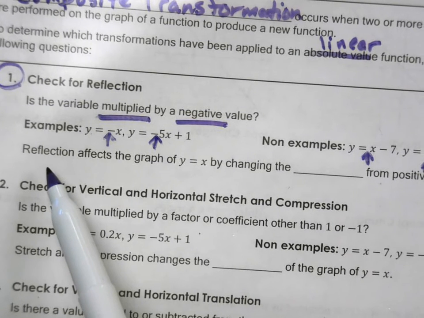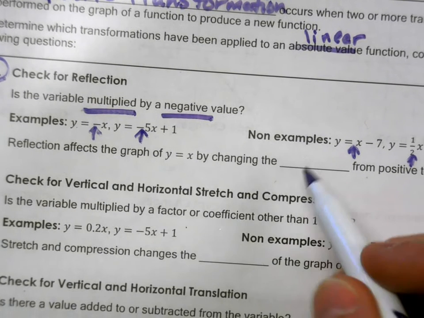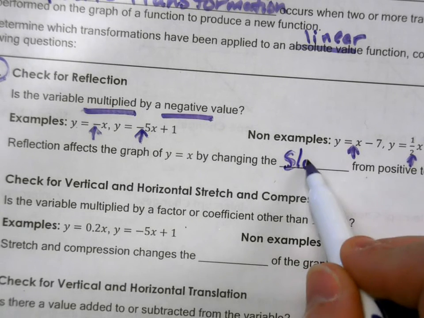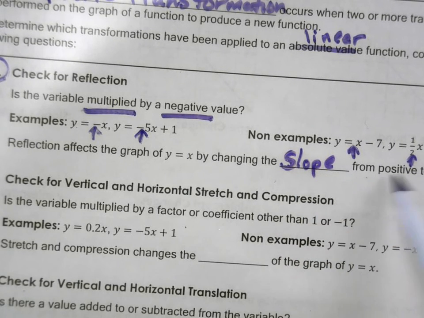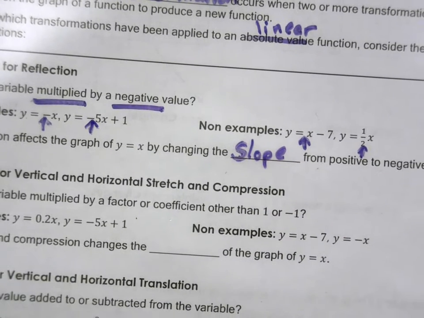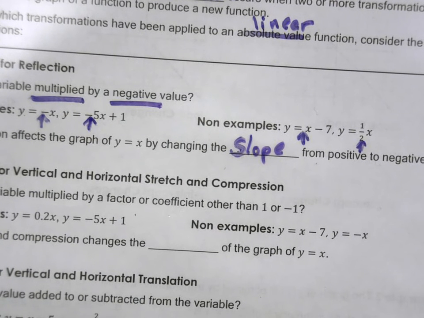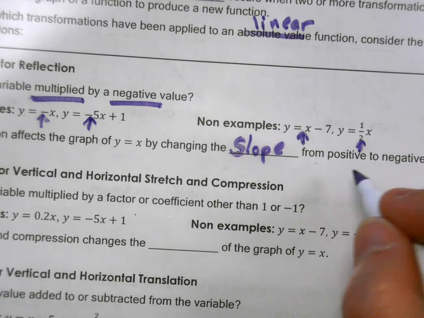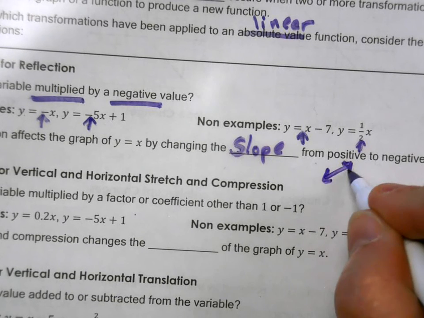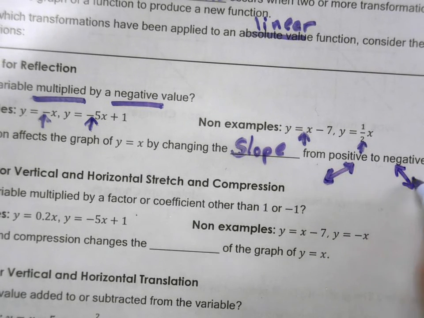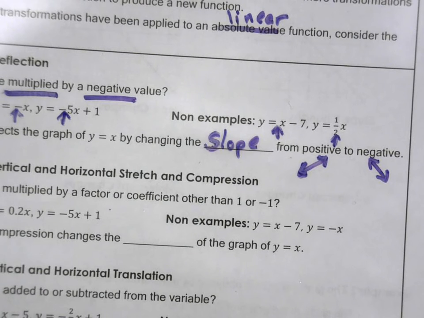When reflection happens on the graph, it changes the slope from positive to negative. So if it's going uphill and it has a reflection, then it's going to change and go downhill. Okay, so a reflection makes it switch from going uphill to going downhill, or vice versa. A reflection can also make it go from a negative or downhill to an uphill positive.